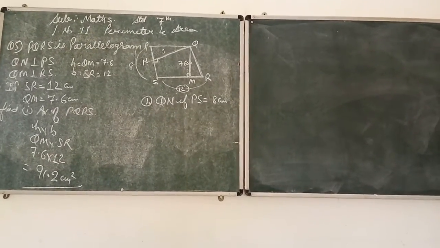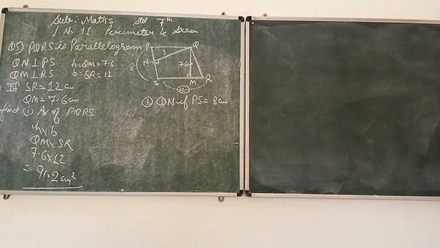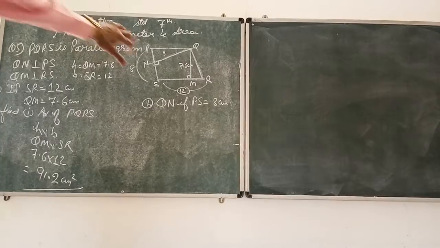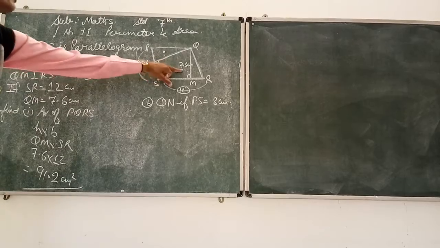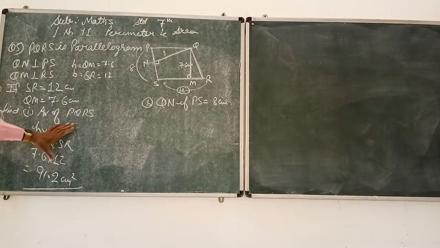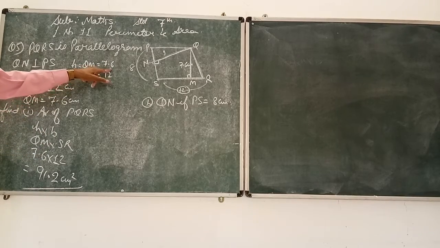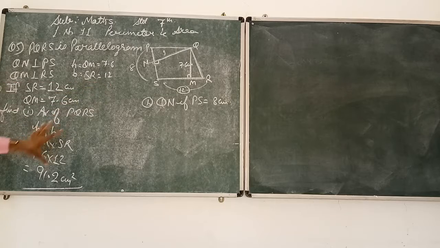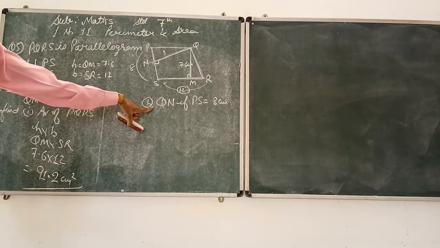Dear students, PQRS is a parallelogram. QN and QM are perpendicular. QM is perpendicular to SR and QN is perpendicular to PS. QM is 7.6, and its base SR is 12. So using these two, altitude and base, we can find the area of parallelogram PQRS. H into B, where H is QM, that is 7.6 centimeter, base is SR, that is 12 centimeter. So QM into SR, 7.6 into 12, we get 91.2 centimeter square.